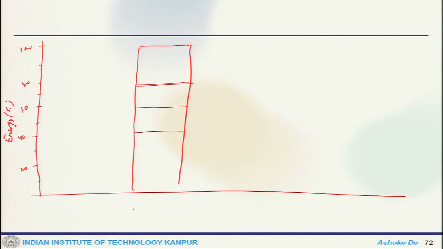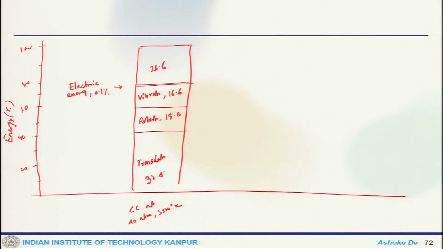This is for a combustion chamber at 40 atm and 3500 Kelvin. This is your electronic energy, 0.1%. This could be 26.6%, this is vibrational, which could be 16.6, rotation which could be 19, and this is primarily translation, which is 37.8 roughly.